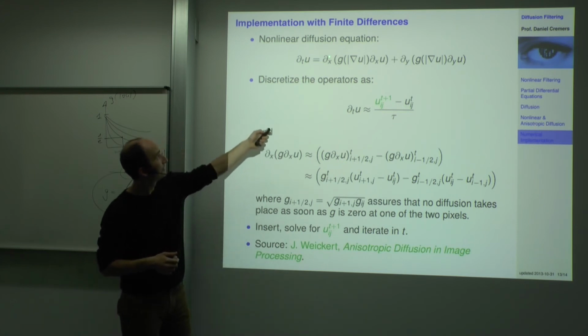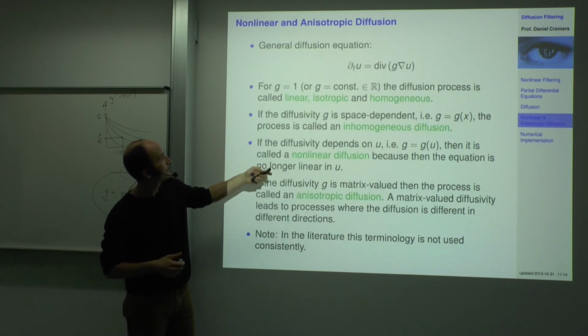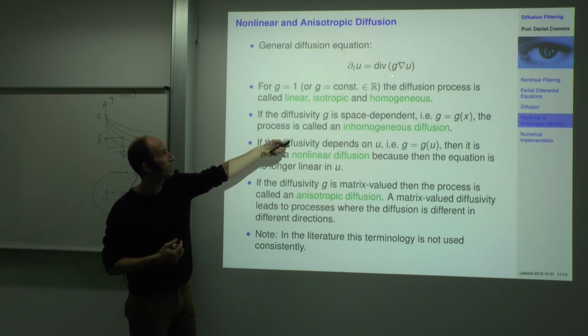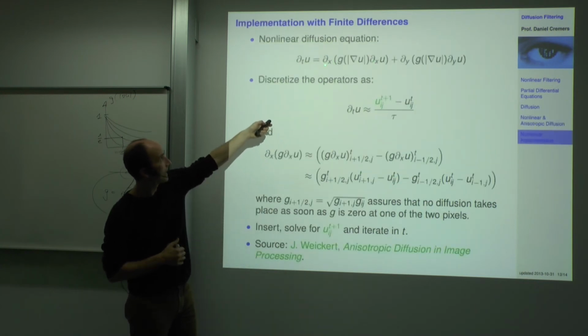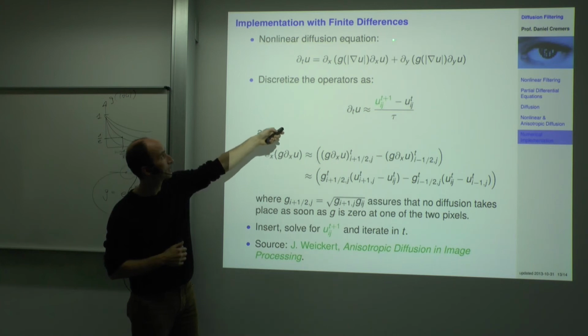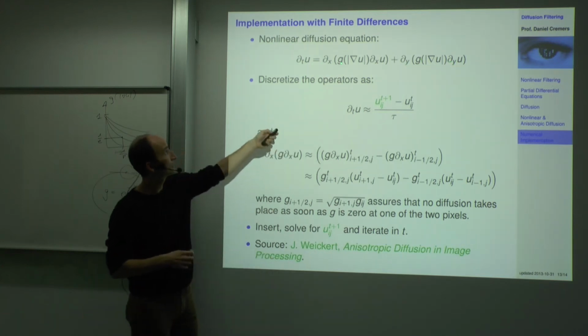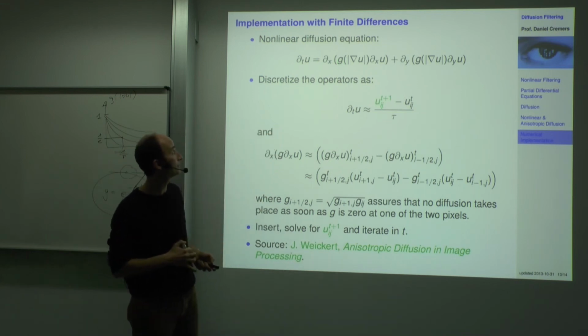And then you discretize the right hand side. This is, as you can see, that expression here. Divergence is the nabla operator, the derivatives in x and y, and then g times nabla u. So if we do that, we get the x derivative of g times the x component of nabla u, plus the y derivative of g times the y derivative of u. This is, of course, for a scalar valued u, scalar valued diffusivity.